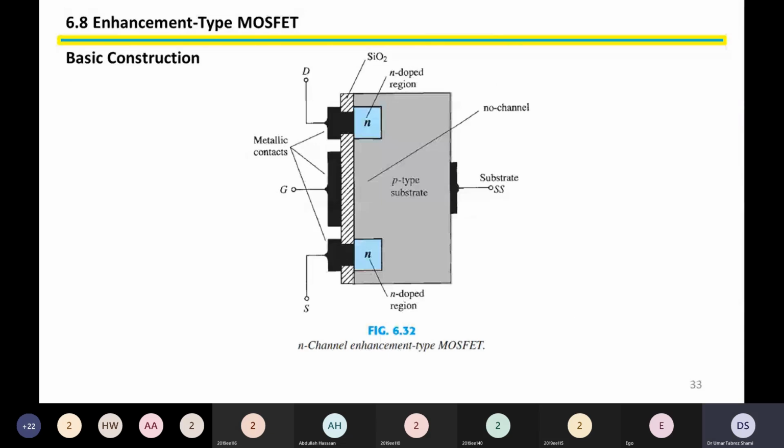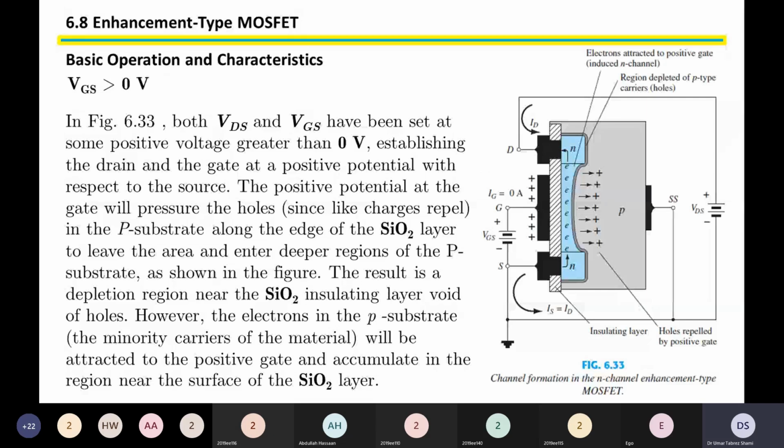Then we discussed the operation and characteristics of the enhancement type MOSFET for cases when VGS is equal to 0, then for cases when VGS is smaller than 0, or when VGS is larger than 0.